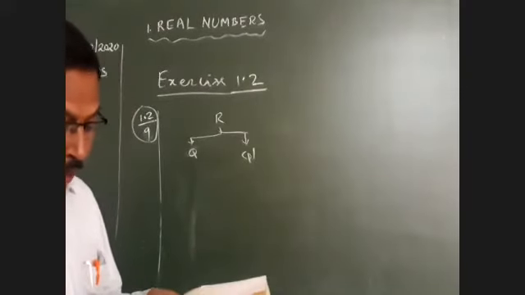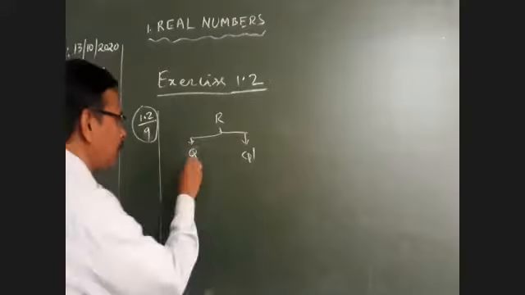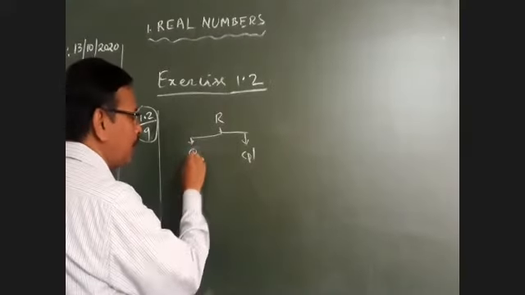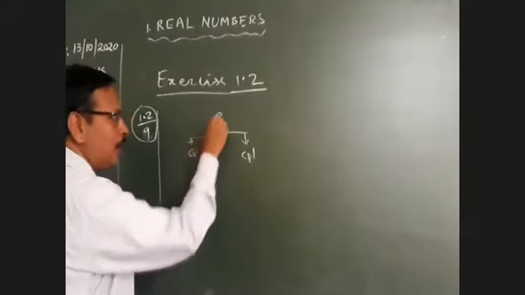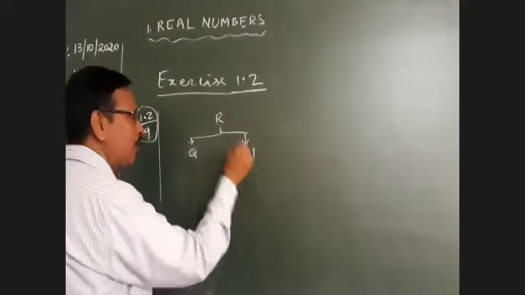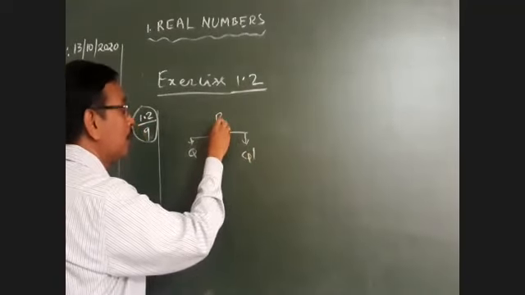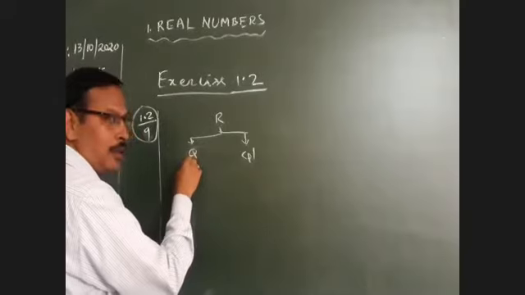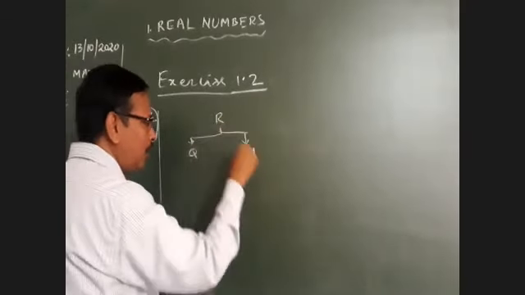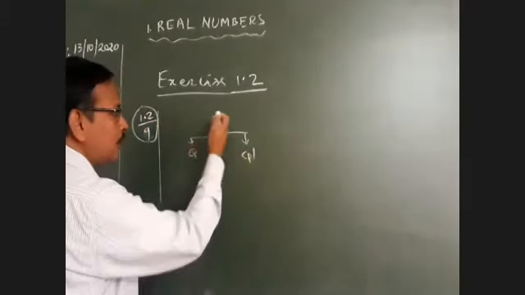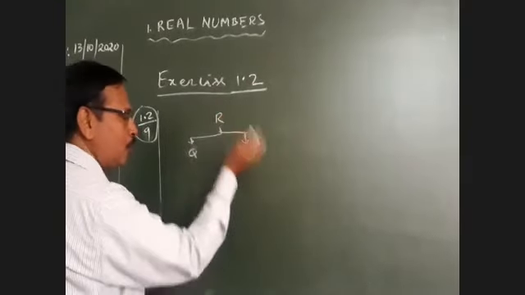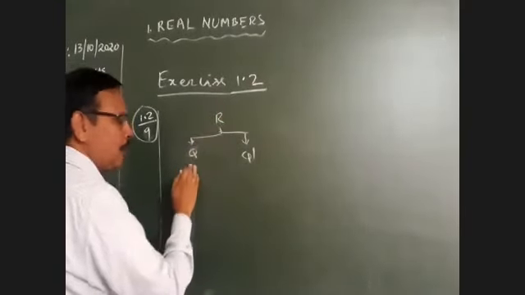Every rational number is a real number. Yes, every rational number is also a real number. Every irrational number is also a real number. But all real numbers are not rational, and all real numbers are not irrational. Rational is part of real, irrational is also part of real, but real is not part of rational.